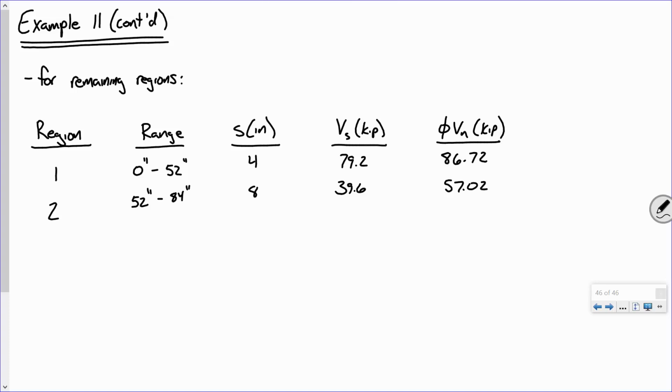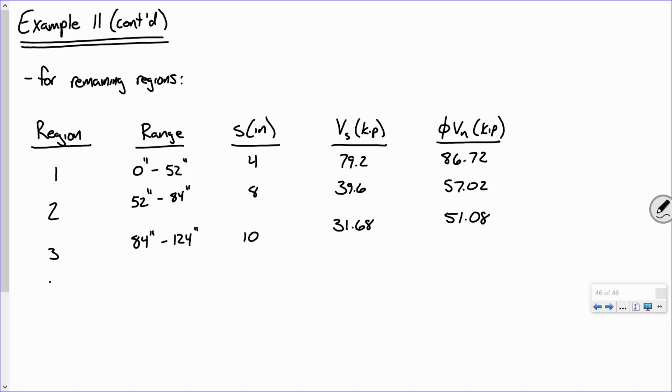All right. Region number 3. Tell me what to put there. 84 inches to what? Spacing is 10, right? Do the math. This comes out to 31.68, 51.08.